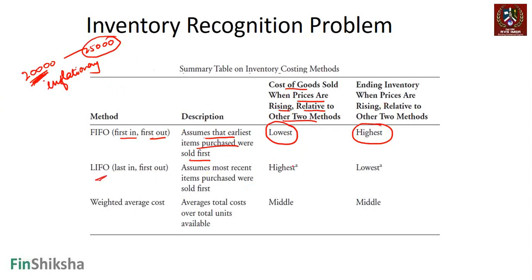In LIFO, it is exactly the opposite. You are using 25,000, so your cost of goods sold will be the highest, and what is left is the earlier purchased inventory. So in a rising price scenario, the earlier purchased inventory would be at a price point of 20,000 essentially, correct? So that basically builds your number there. And then finally, in weighted average, you'll be somewhere in the middle, obviously, because you have kind of averaged out the price movement across a higher or a lower number, right? That's your inventory recognition problem.